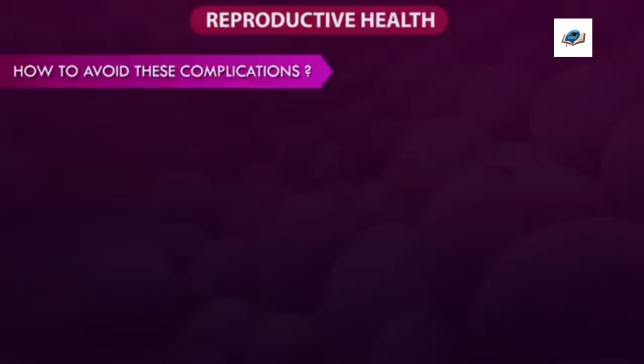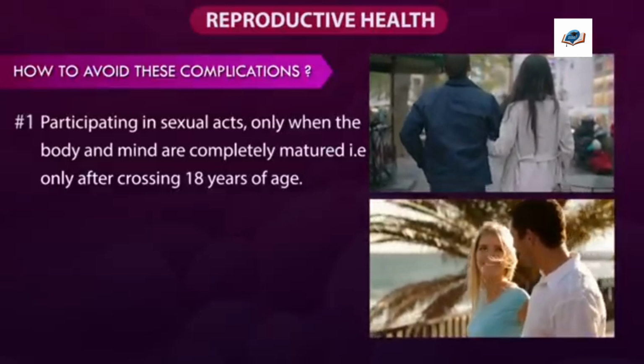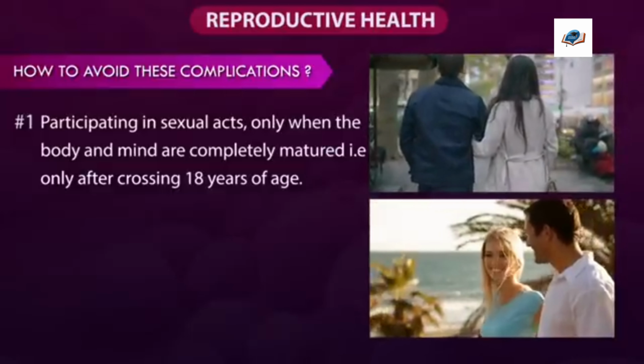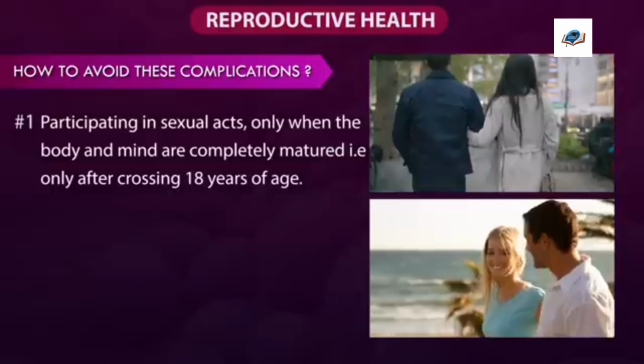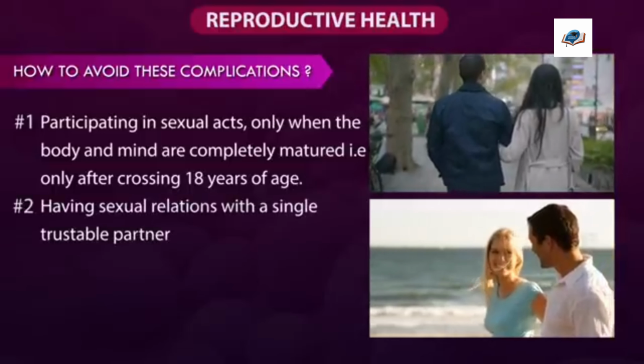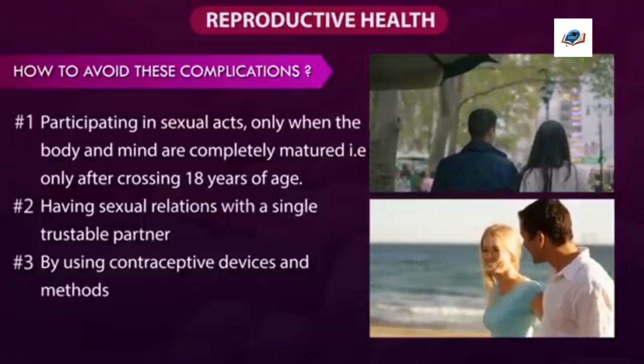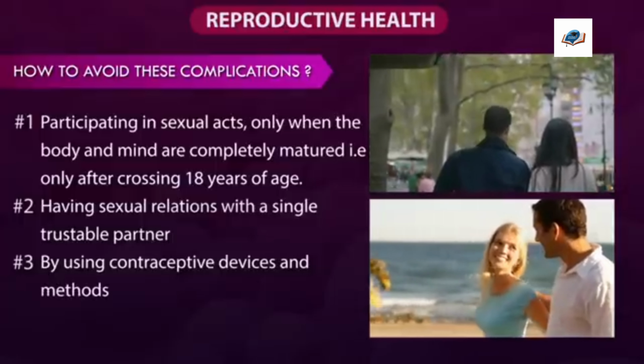How to avoid these complications? 1. Participating in sexual acts only when the body and mind are completely matured, that is, only after crossing 18 years of age. 2. Having sexual relations with a single trustable partner. 3. By using contraceptive devices and methods.